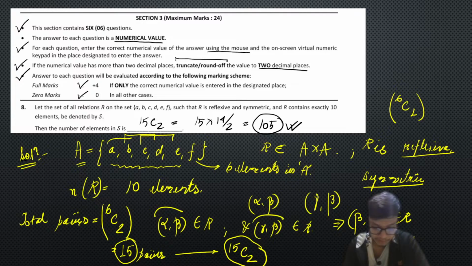Please let me know if the solution is clear or not. Try to understand the solution. It's a very simple problem. We have to basically count the relations over here, and we just have to use the permutations and combinations concepts.